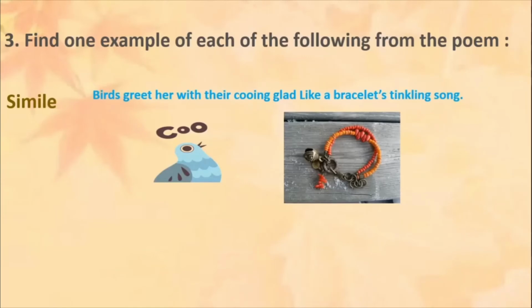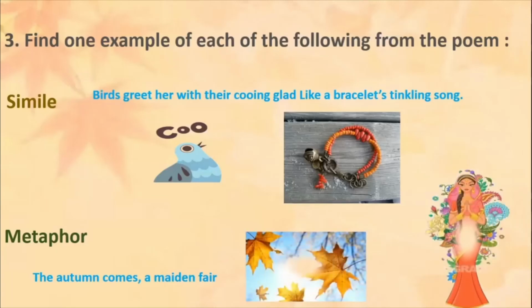What about the next one? They've asked us to find out an example of metaphor also. So for me, I have picked up the sentence. You may pick up any other sentence of your choice. So I feel that the autumn comes a fair maiden. So here the autumn has been compared to fair maiden, but the poet has not used words like or as. So in a way, he is directly calling the autumn a fair maiden, and therefore the comparison is a metaphor, because the comparison here is by calling one thing the other.